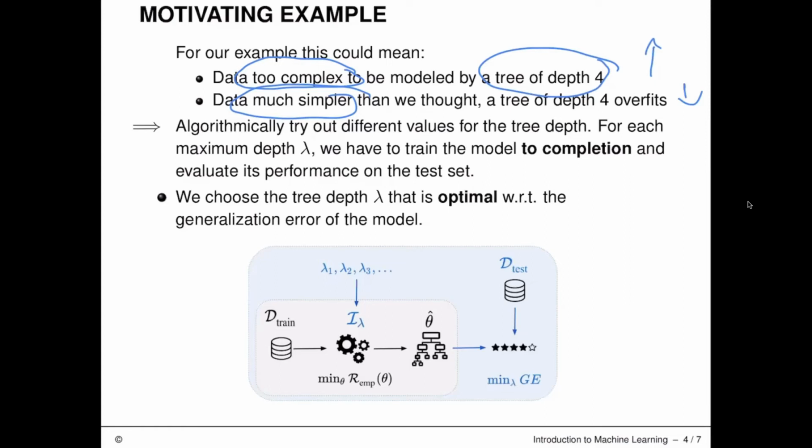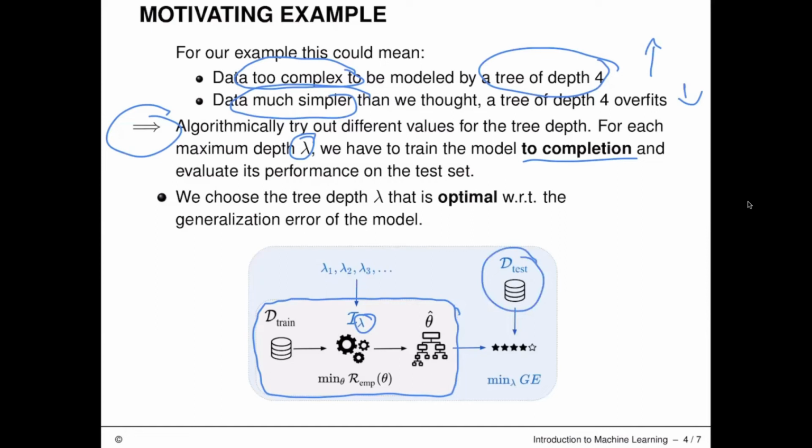We can just try out different values for the tree depth, and then for each different tree depth value lambda, we train the model to completion, and then we evaluate its performance on the test data set. So in the plot here, we have in the smaller middle box the training process, where with empirical risk minimization, we train a model given a hyperparameter configuration lambda. And we have again the test data set where we can evaluate the trained model.